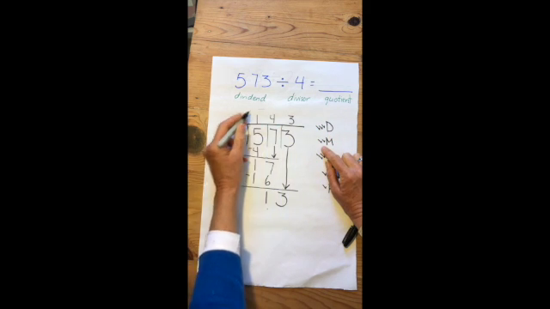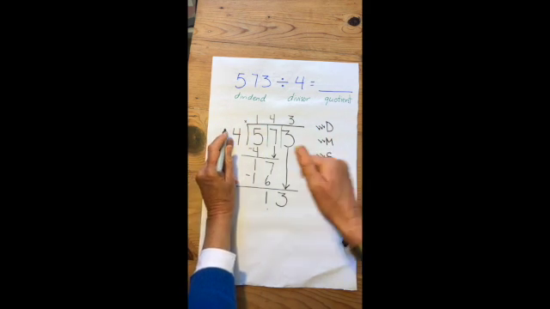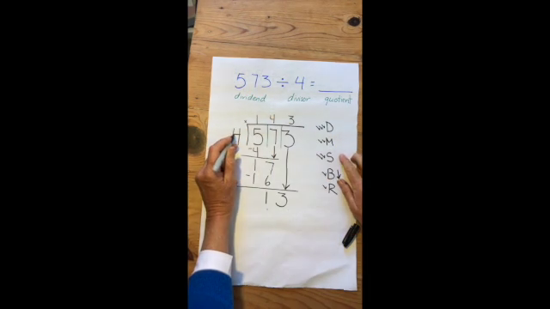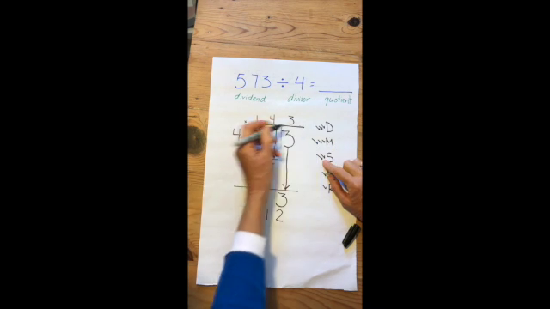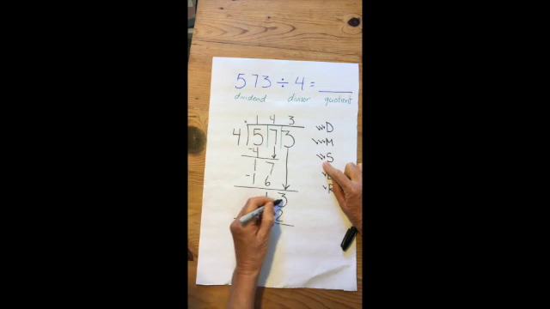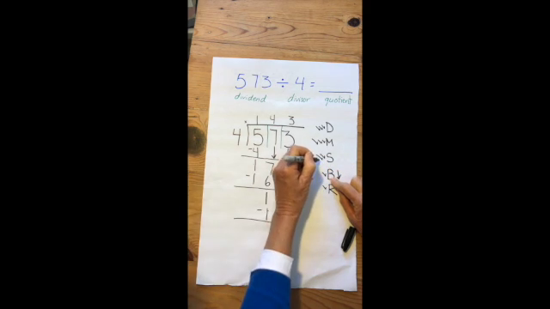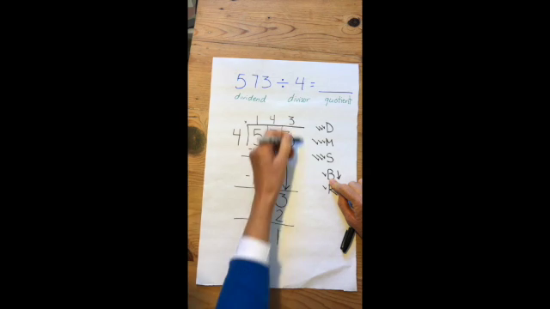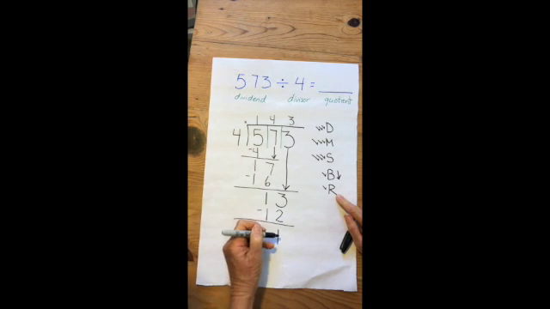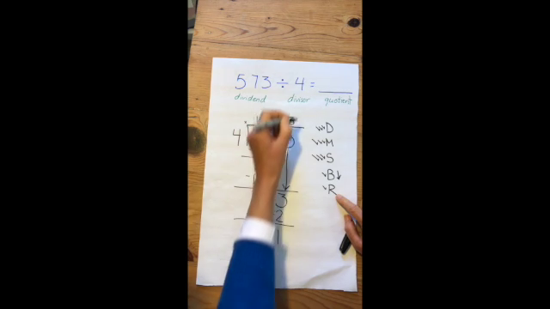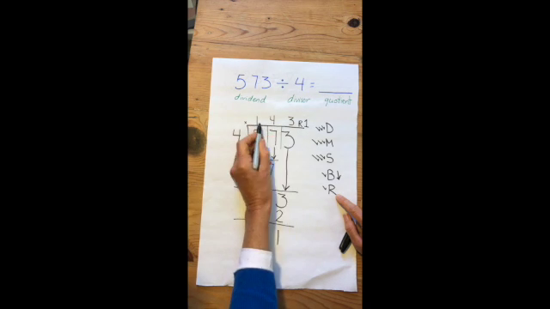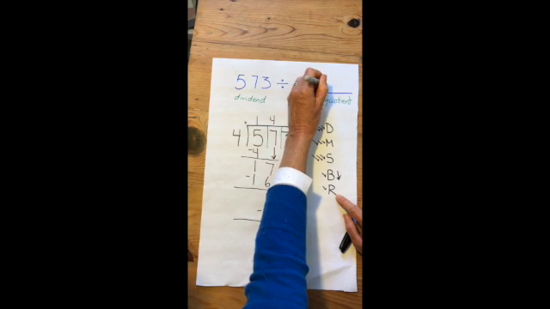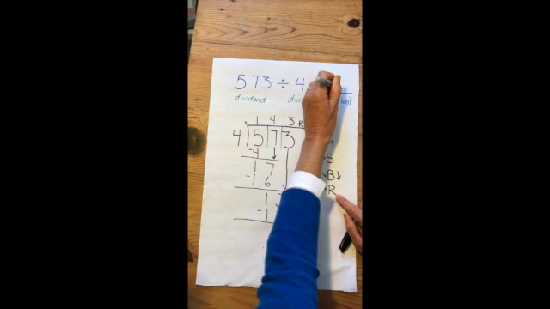Now I'm going to multiply. 3 times 4 is 3, 6, 9, 12. So I'm going to put a 12 here, check. Now I'm going to subtract. 3 minus 2 is 1. And now I'm going to bring down, but you see there's nothing to bring down here. So this must be my remainder. So I'm going to put R1. Meaning 143 remainder 1, and that is my quotient, 134 remainder 1.